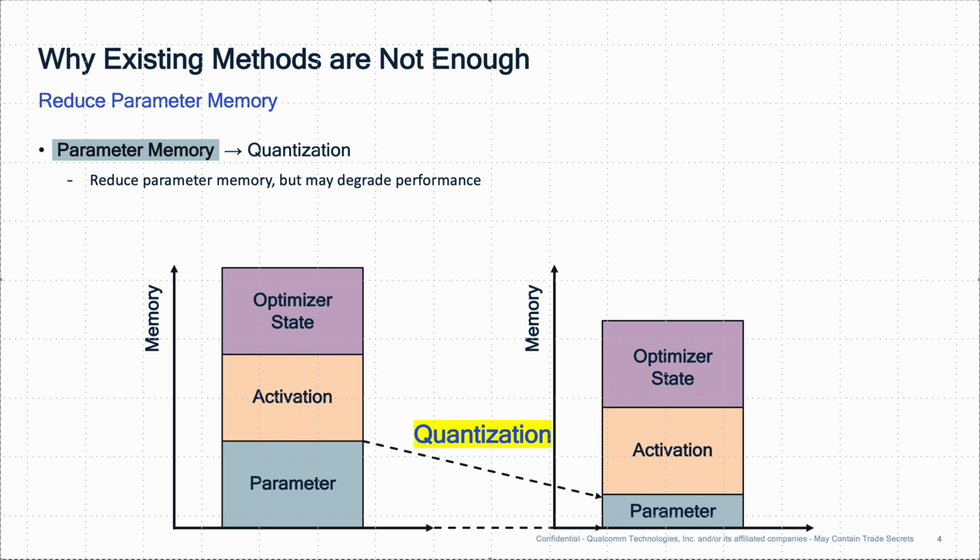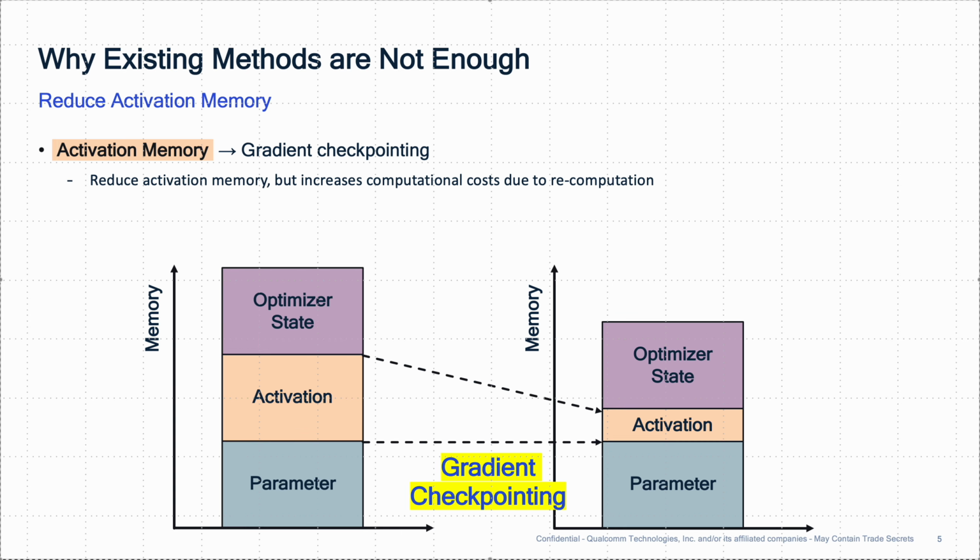One common approach is quantization to reduce parameter memory. It can shrink the weight memory, but it may introduce performance degradation. Another approach is gradient checkpointing, which reduces activation memory by discarding activations and recomputing them during backpropagation. The drawback is that it increases computational cost due to the recomputation, which is undesirable for practical on-device personalization.